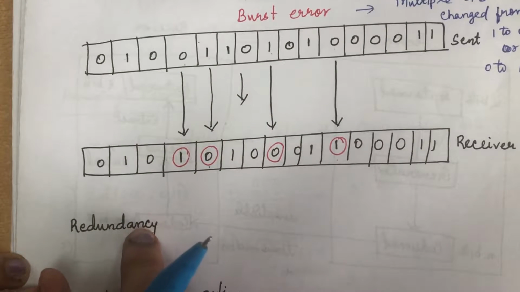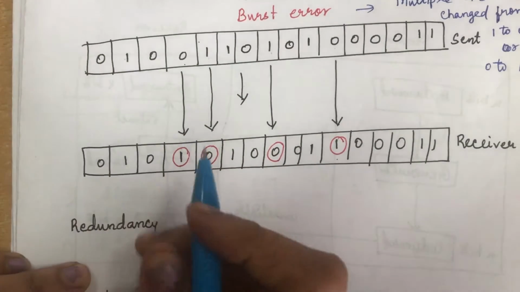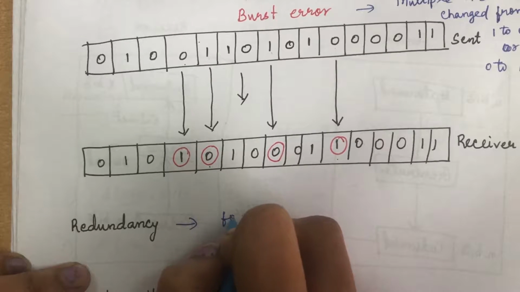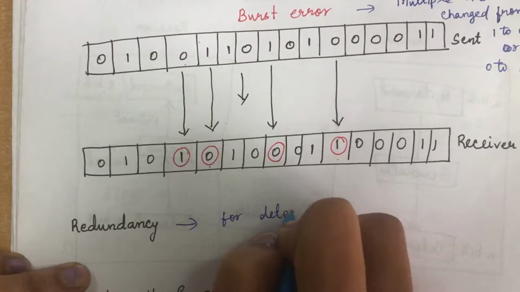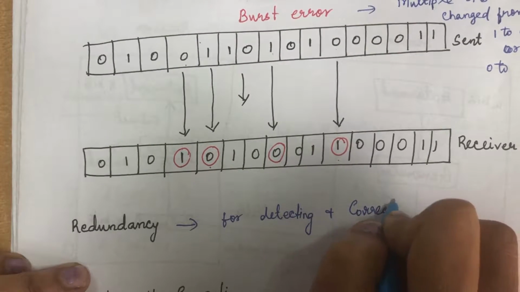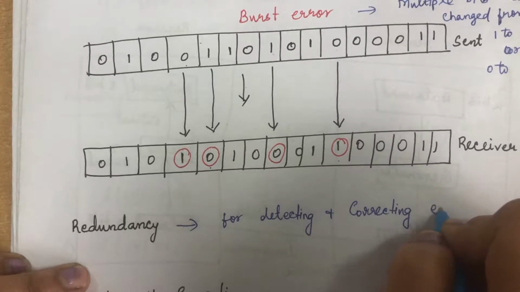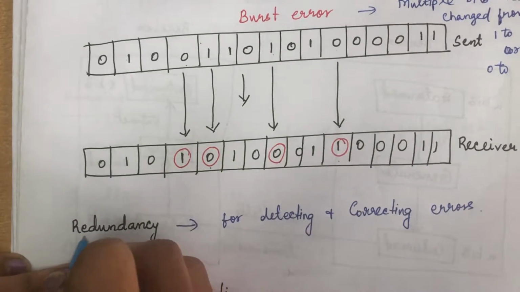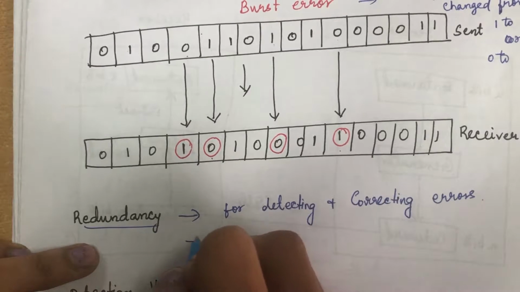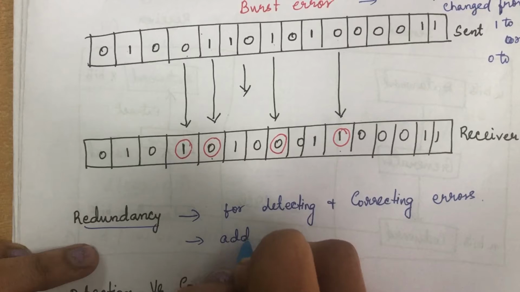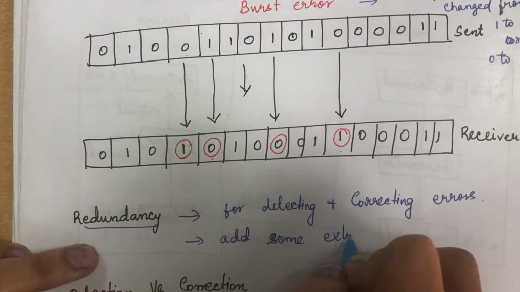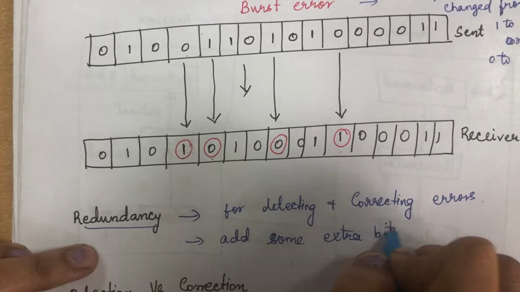Okay, next we will see what is redundancy. We need to detect or correct the errors. For detecting and correcting the errors, we use a concept called redundancy. In redundancy, we add some extra bits with our data.